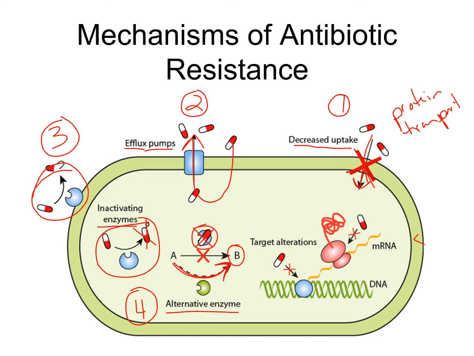The last method of antibiotic resistance is to alter the target protein. So in this case, the antibiotic may recognize the ribosome or maybe the RNA polymerase that is involved in transcription. If these proteins are altered in a way that the antibiotic can no longer recognize the protein, then the antibiotic will not be able to affect the activity of those enzymes.